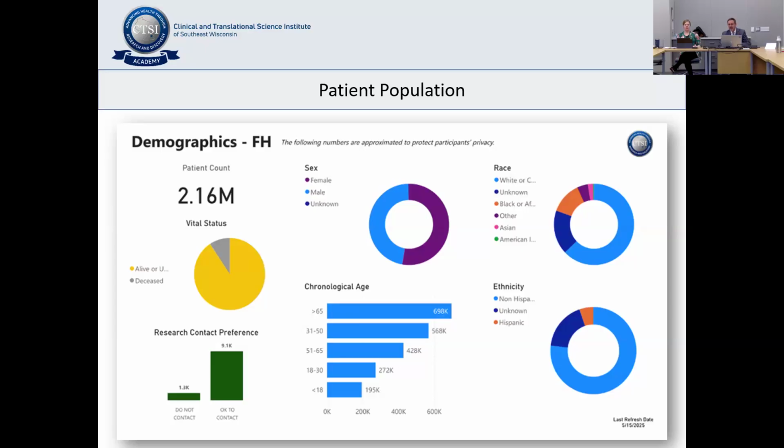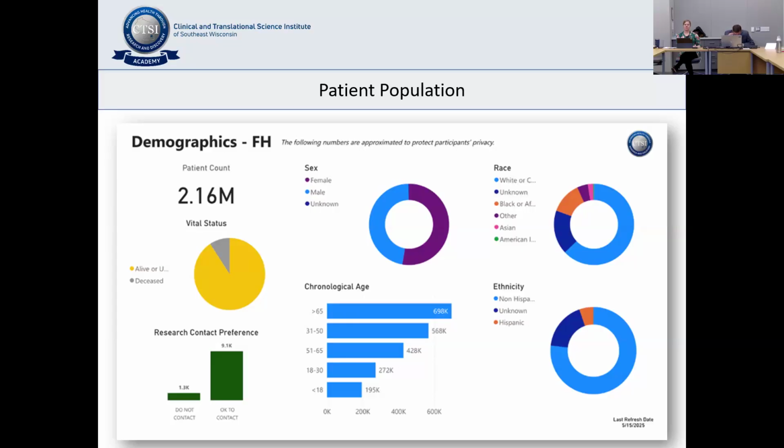This just gives you a sense of demographics, how many patients we have. This is looking at Freighter only. So we have 2.16 million. Vital status, alive versus no longer alive. The breakdown of gender, race, ethnicity, chronological age. Sorry, I can't speak this morning, or this early afternoon. And then we also have access to the research contact preference.